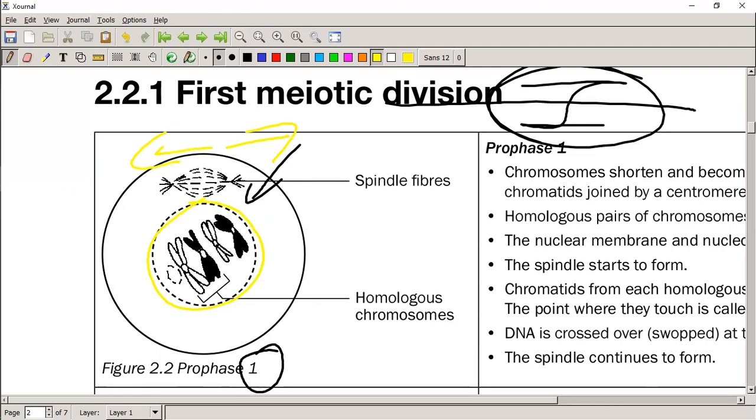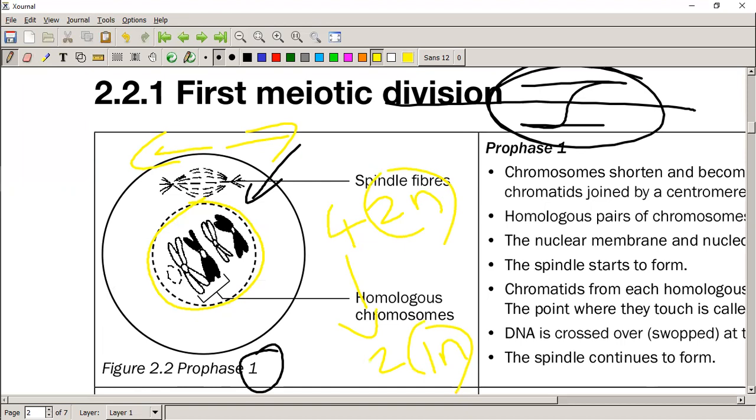And I can see that I've got pairs of chromosomes over here. So how many chromosomes do I have here? I've got four chromosomes. That means I'm going to end up with two at the end of mitosis, because now I've got diploid, and at the end I want to end up with haploid. Okay, let's go through a few other things here.